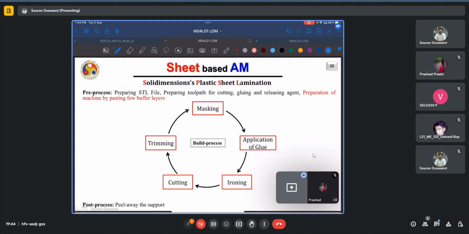So here again, the pre-processing would include the preparation of STL file, slicing, generating the toolpath, and the gluing and releasing agents, and again, in this case, we have to paste a few buffer layers. The build cycle would start with masking. So first we mark out the regions which we do not want to be stuck together. For the remaining regions, we apply the glue, then the ironing process.